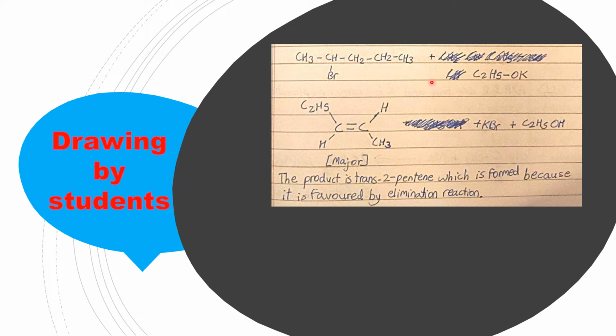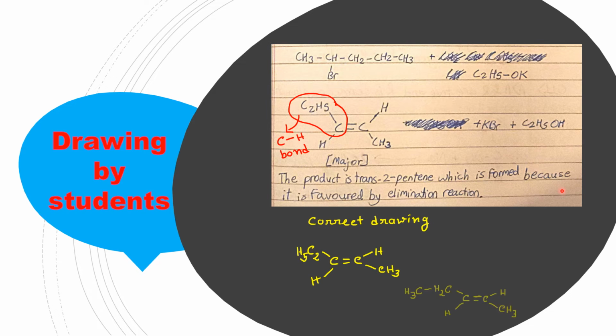Here alkyl bromide reacts with potassium ethoxide. So it will be an elimination product. So the product is correct, but the bonding pattern is wrong. So here you can see the bond is carbon-hydrogen, but actually the bond will be carbon-carbon.